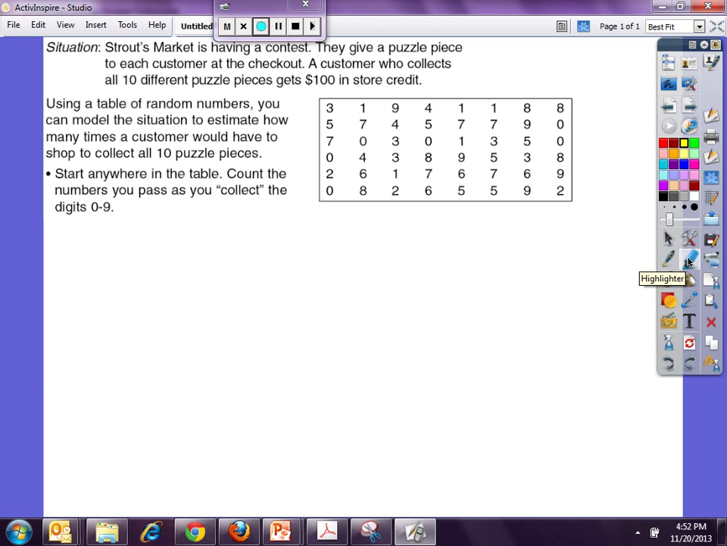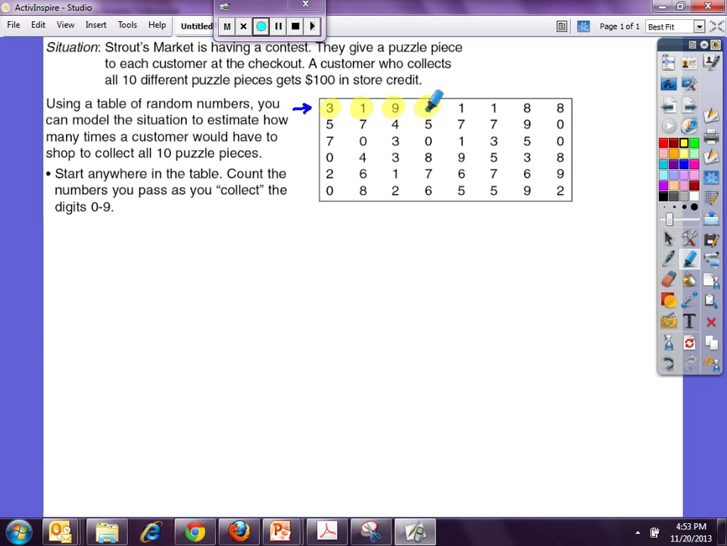Now I can start anywhere, and what I'm looking for is 1 through 10. So I'm going to start right here, and I'm going to go right to left. I'm going to highlight the numbers as I come to them, 1 through 10, because I want to get each of these. So I got a 3, I got a 1, 9, 4.